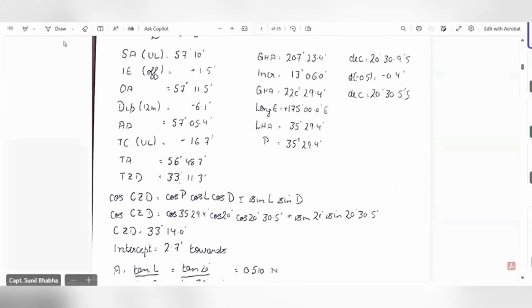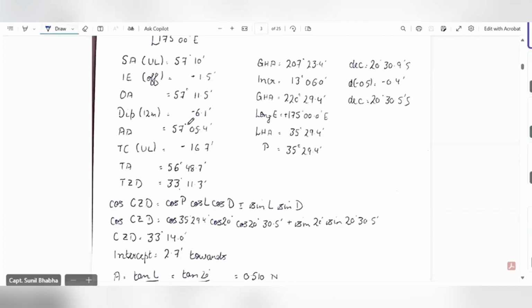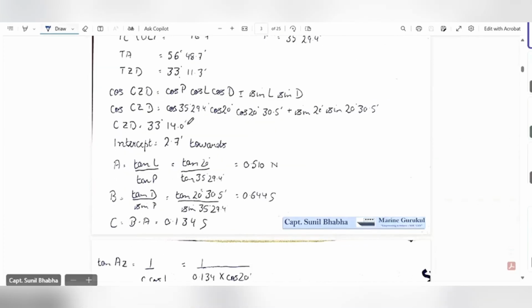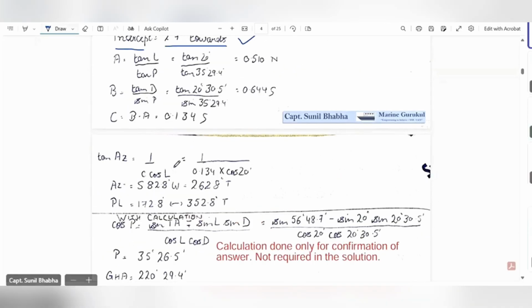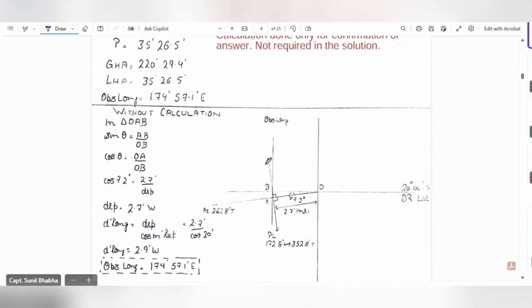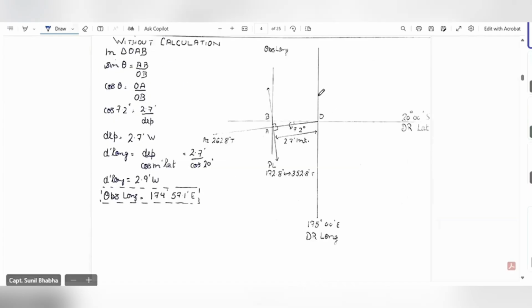Now, number 3, beta, they basically ask you to find out the intercept. So we have obtained the intercept and the azimuth also. The direction of the PL is obtained. Now they are asking us to find out, if the site was worked out using long by Cron, what would be the observed longitude. The easiest way of doing this would be to plot the intercept site.